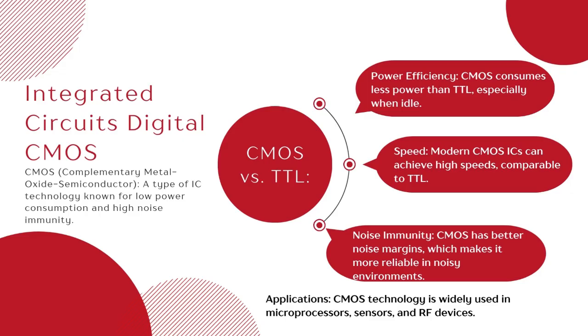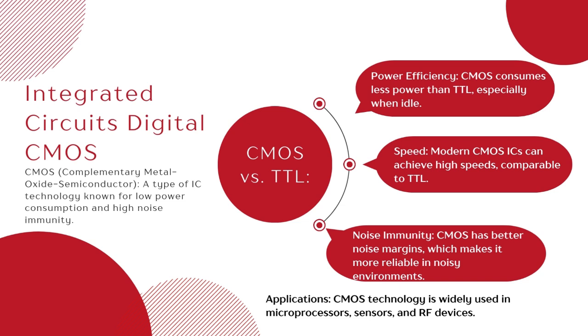Integrated Circuits Digital CMOS. We have CMOS, which stands for Complementary Metal Oxide Semiconductor. CMOS technology is commonly used in digital integrated circuits because of its low power consumption and high noise immunity. In contrast to TTL, CMOS is more power efficient, especially when in an idle state. While older CMOS chips were slower than TTL, modern CMOS technology has reached speeds comparable to TTL circuits.